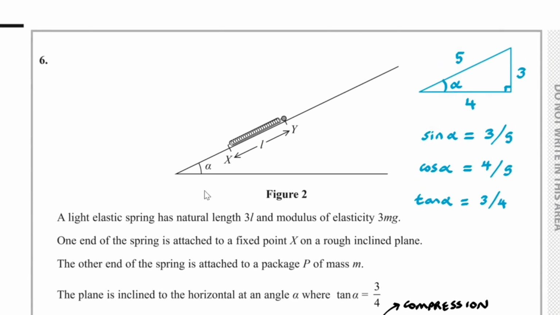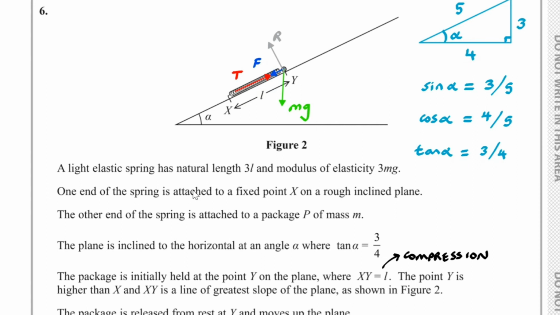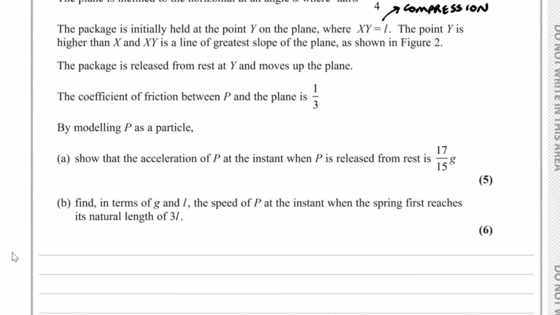Now, what we'll do to begin with is amend our free body diagram. So, we've got the thrust of the spring. We'll call this thrust T. We've got the friction opposing it. We'll call this frictional force F. We've got the weight going down. Weight is mg. We have the reaction force R. Now, before we do anything else, let's find out what R is. From that, we can find out what F is.